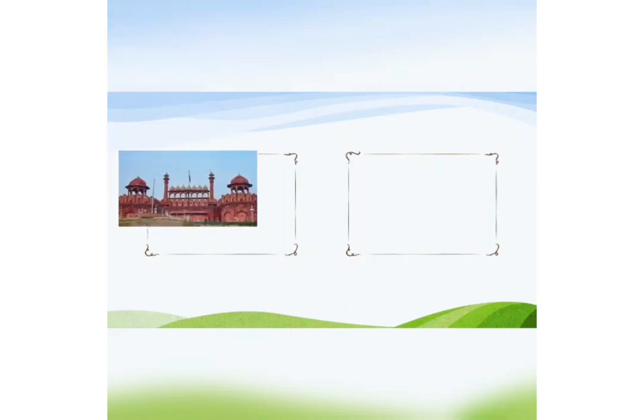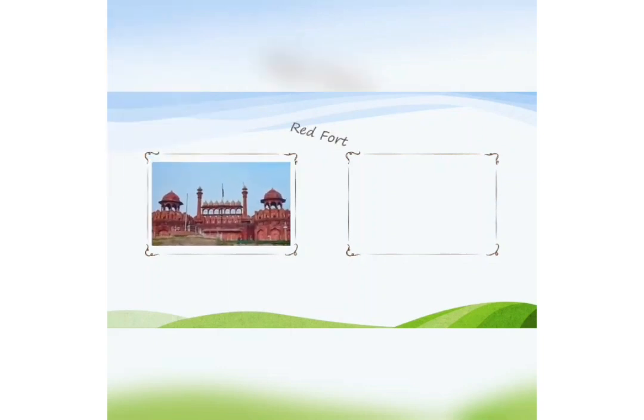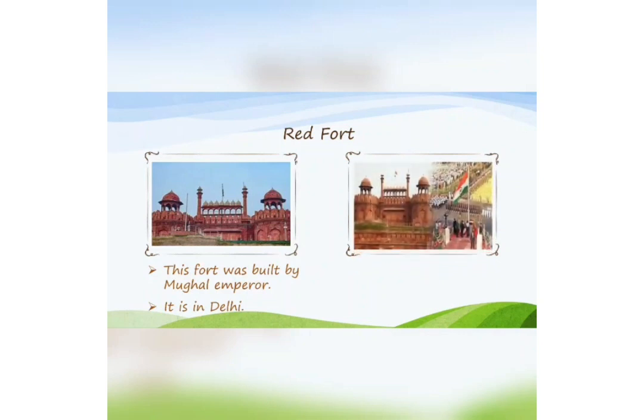Now look at the picture. It is Red Fort. This fort was built by a Mughal emperor. It is in Delhi. Every year on Independence Day, the Prime Minister of India hoists the national flag at Red Fort and addresses the nation.